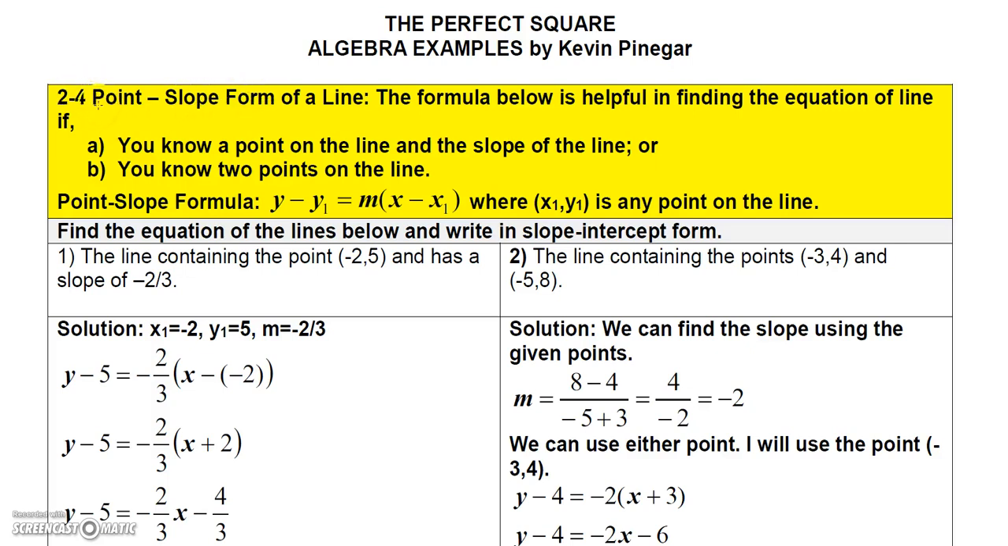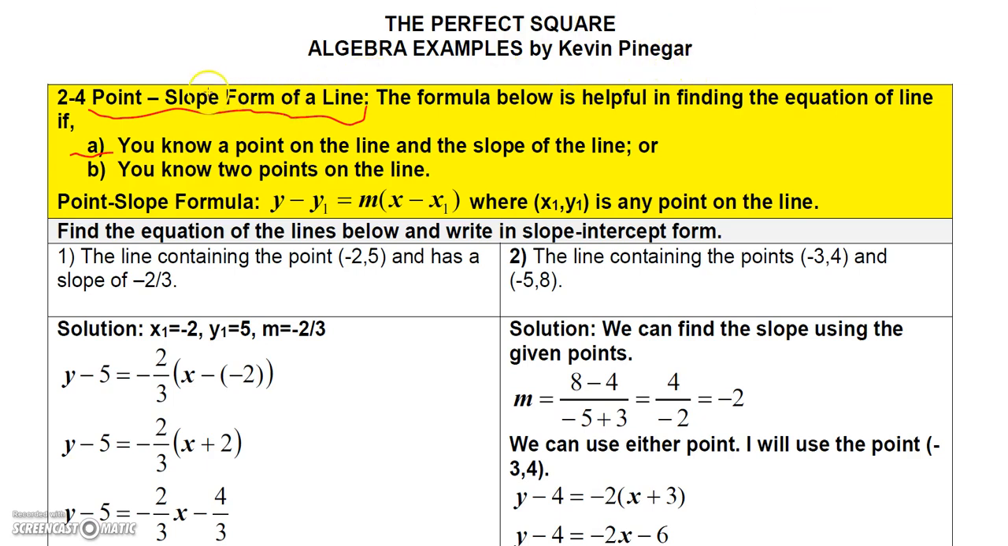Okay, in this section we're going to talk about the point-slope form of a line. And this formula is helpful in finding the equation of a line in two situations. For one, if you know a point on the line and the slope of the line. In this case the point may not be the y-intercept, it could be any point on the line. So if you know a point on the line and the slope of the line, you can use this formula to find the equation of the line.